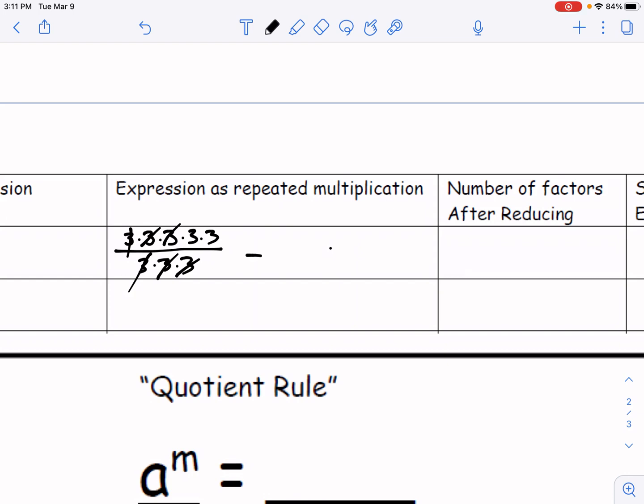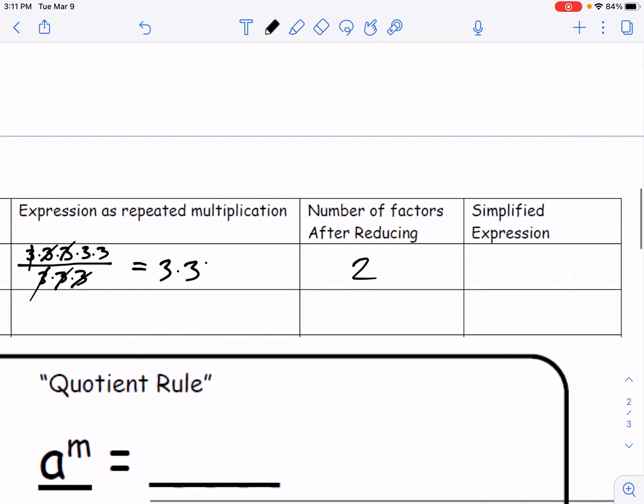So what we're left with is 3 times 3, and so we have 2 factors after reducing here. Well, we know what 3 times 3 is. That's 3 squared, 2 factors of 3, right? So that would be my simplified expression.